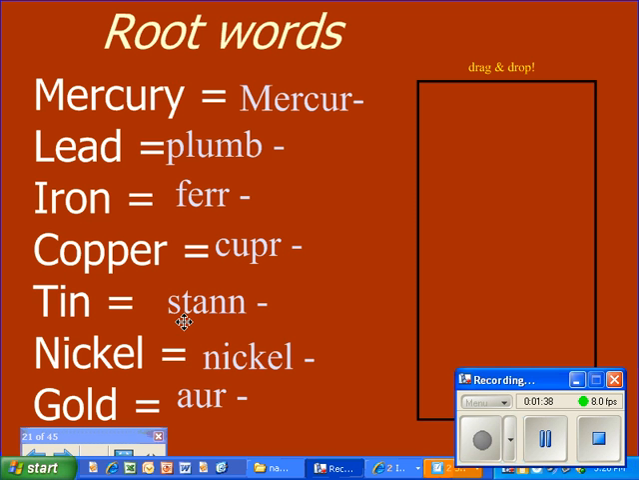Iron, Fe, is Fer. Copper is Cupr, which is where the Cu comes from. Tin is Stan with two N's. That's where Sn comes from. Nickel is nickel, and then gold is Or, Au. That's where its symbol comes from.